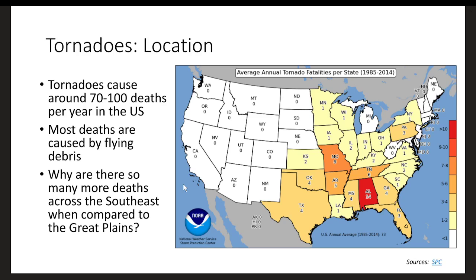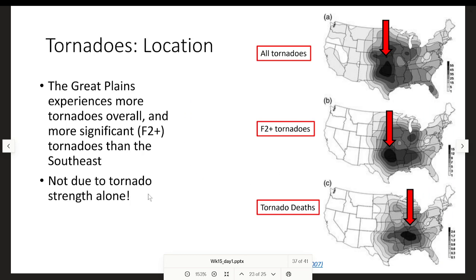So why are there so many more deaths across the Southeast when compared to the Great Plains? Well, I can tell you, but I'm pretty sure it's going to say on the next slide. I'll wait. I don't want to spoil it. The Great Plains experiences more tornadoes overall and more significant tornadoes than the Southeast.